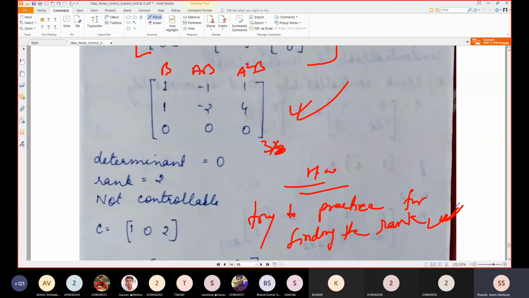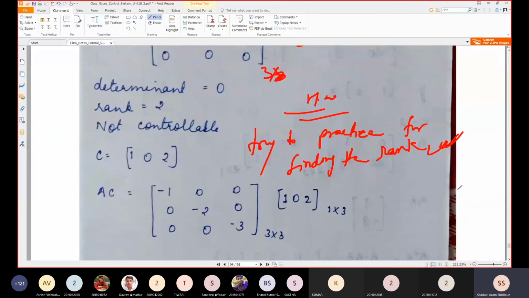So you go for the matrix algebra. You can find how we are finding the rank of a matrix. If a matrix is given, try to practice for a few matrices. Here we are basically finding the simple method to find the determinant. If the determinant is 0, then rank will not be n, basically rank will be less than n, less than 3. That means the system is not controllable.